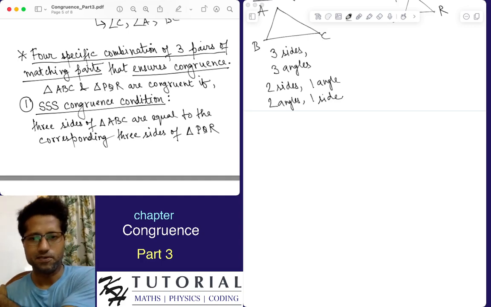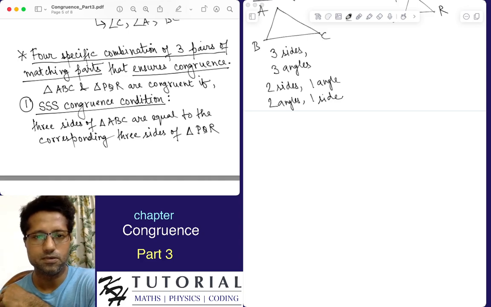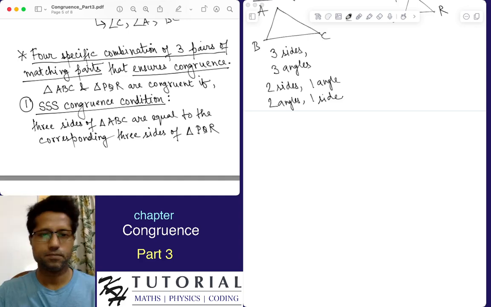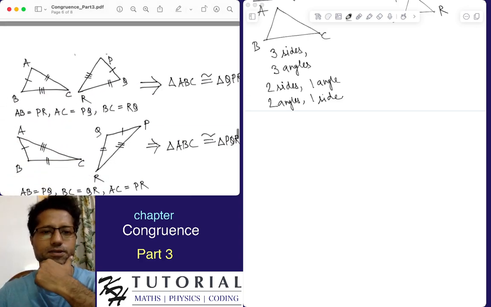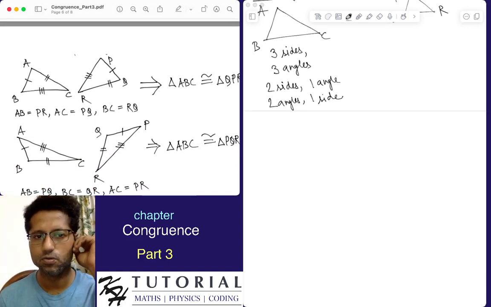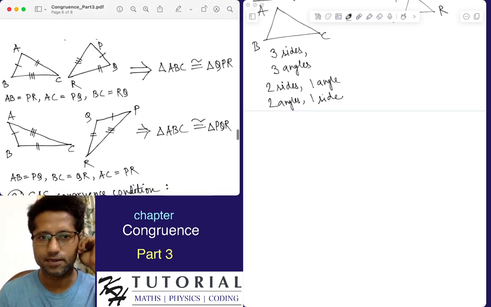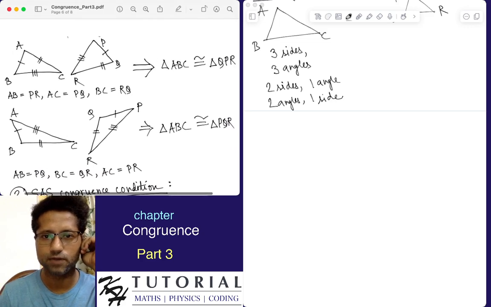So basically it says that if the 3 sides of the triangle ABC are equal to some corresponding sides, or to the given corresponding sides of the triangle PQR, then they are congruent. So as you can see in this specific diagram, I have assumed that the side AB is equal to PQ, AC is equal to RQ, and BC is equal to PR. So in this case, as per this diagram, I can say that triangle ABC is congruent to triangle QPR.